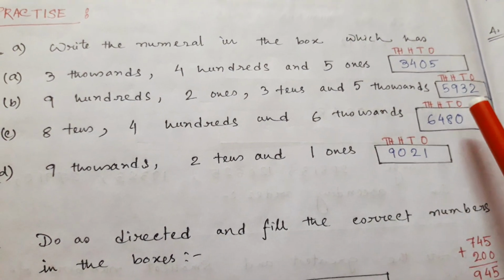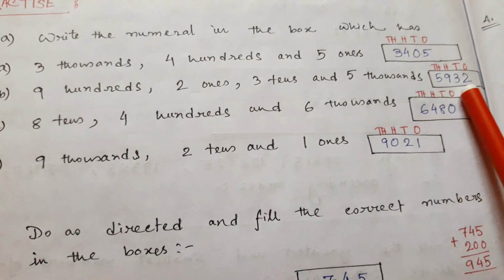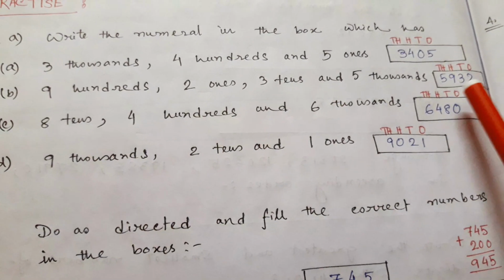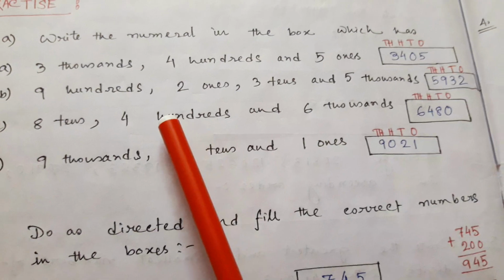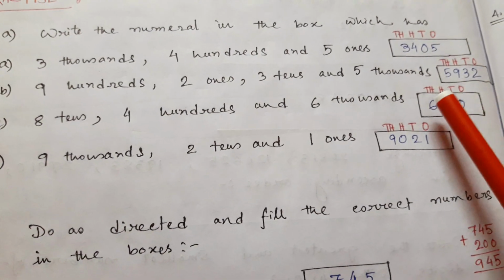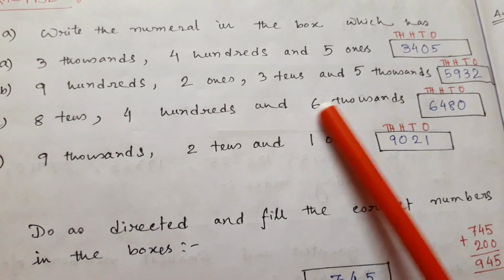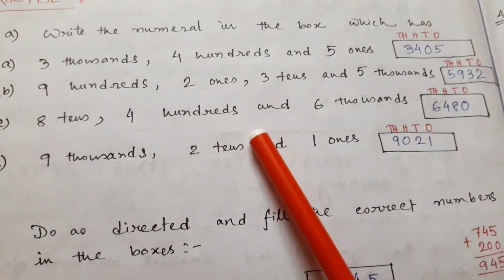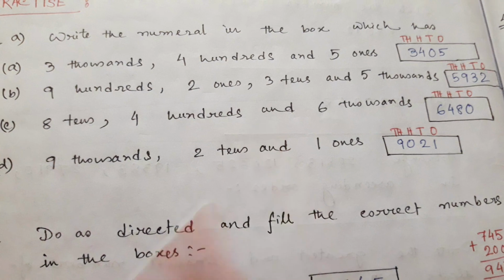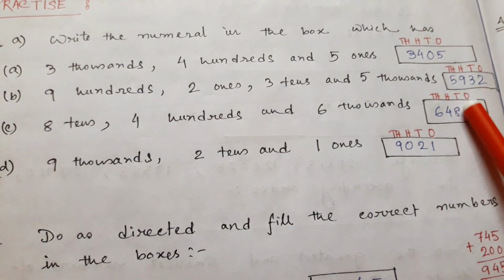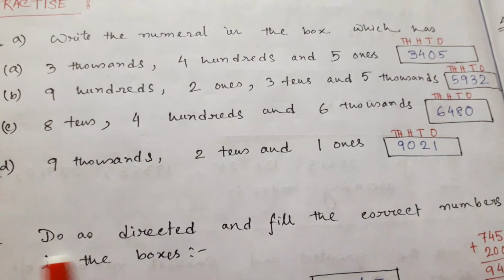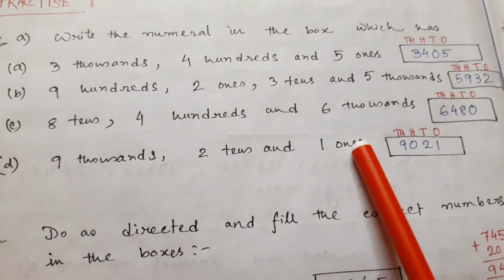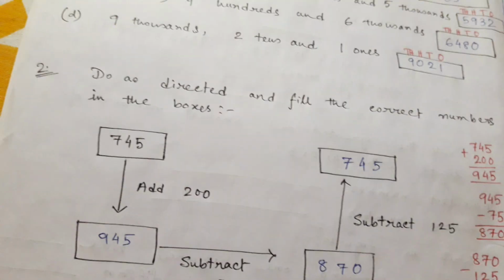And next one: 8 tens, 400, 6 thousands. Okay, so again we will just write the places: ones, tens, hundreds, thousands. Now 8 tens, so in the tens place we will put 8. 4 hundreds, so in the hundreds place we will put 4, and 6 thousands, so in the thousands place we will put 6. Now see, there is no number in the ones place, so in the ones place we will put a 0. Okay, so the number is 6480, and the same we will do for the next problem.